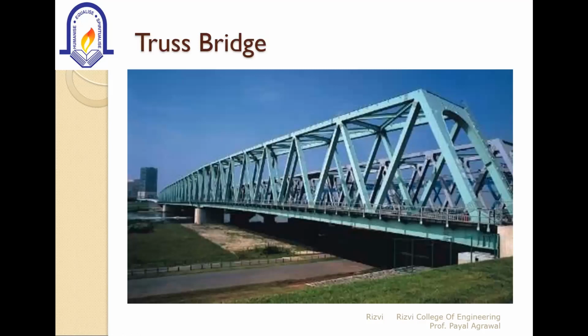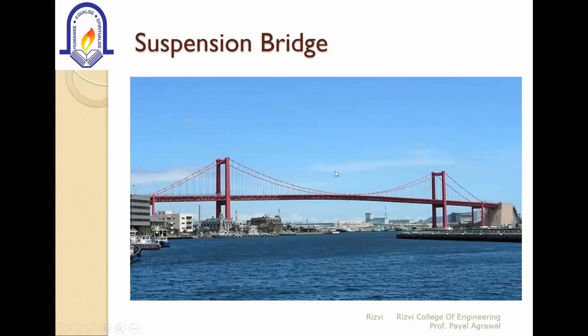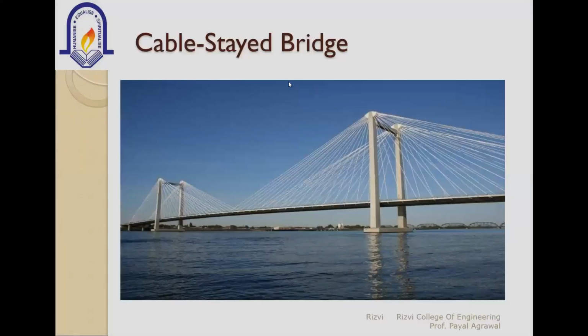Then this is the type of truss bridge. Again, here also in the bridge, truss is used. Suspension bridge, as you can see in the suspension bridge, again the structural steel is being used as a construction material. Then comes up your stable state bridge. Again, here also the steel is being used.